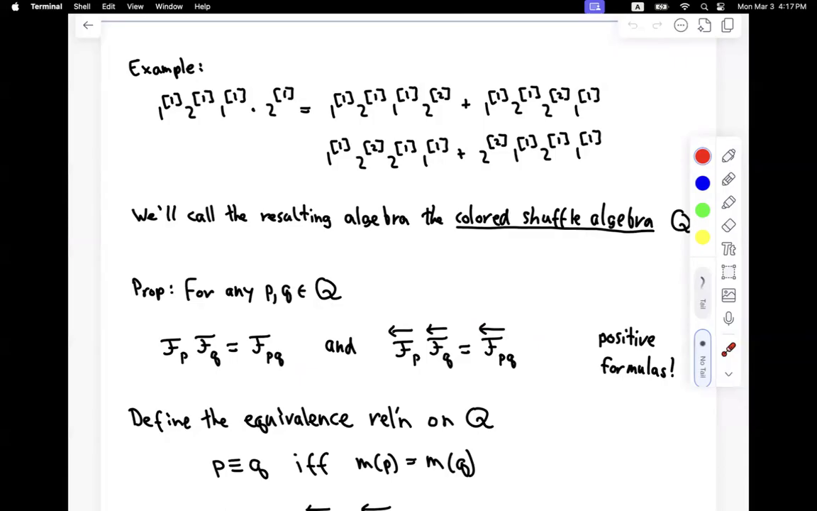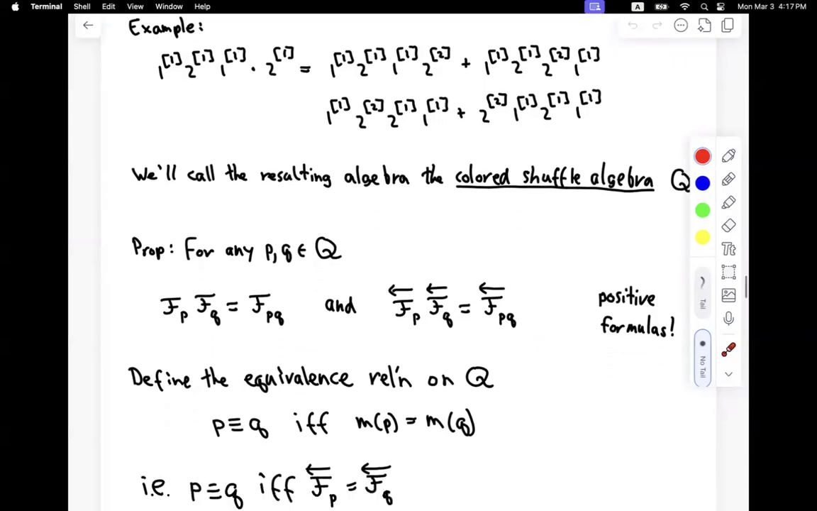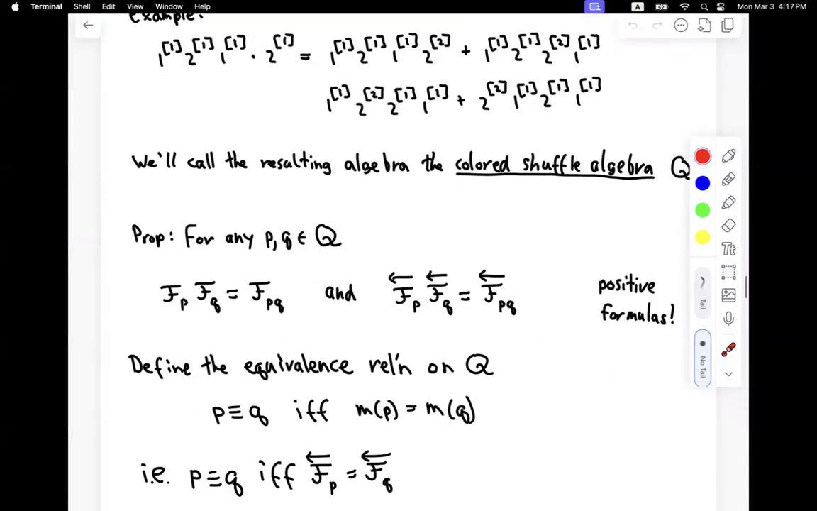Next up, let's define an equivalence relation to be that two elements of the colored shuffle algebra are equivalent if and only if they have the same maximal bottom row. I guess this would be equivalence for basis vectors and then extend by linearity. So in other words, for any elements of Q, P is equivalent to Q if and only if their backstable slide polynomials are the same.